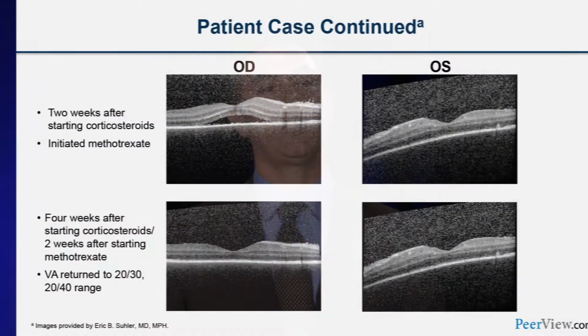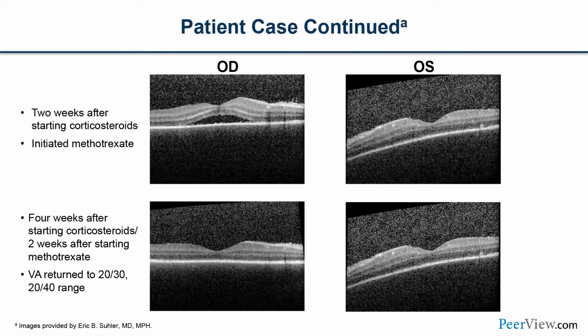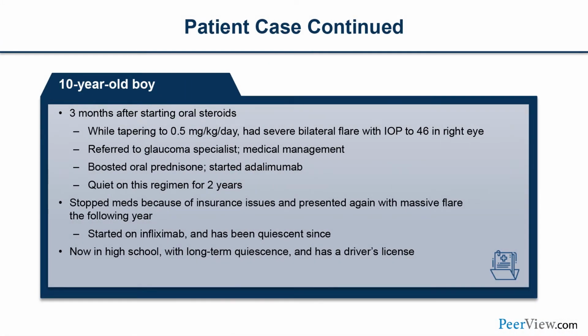and you can see here are his pictures at 2 and 4 weeks after starting high-dose corticosteroids, and the 2-week mark is where we started methotrexate. And you can see that his macular edema fairly dramatically improved in short order, and his vision came back into the 20/30, 20/40 range over this period of time as well. 3 months after he started oral steroids, on tapered to 0.5 mg per kg, I believe he was on 12 to 15 milligrams of prednisone a day.